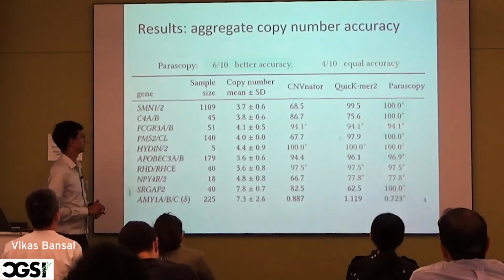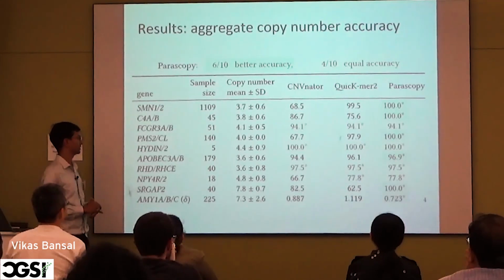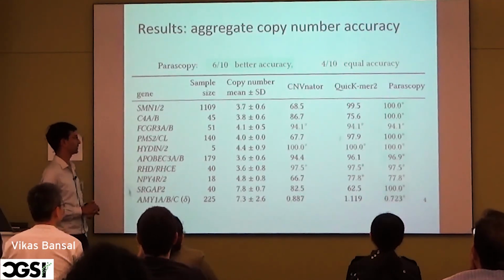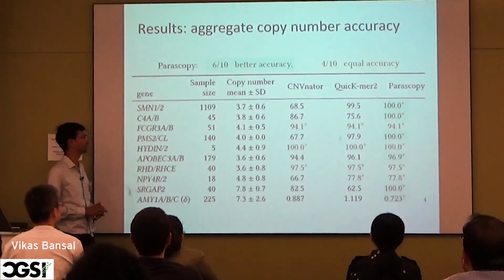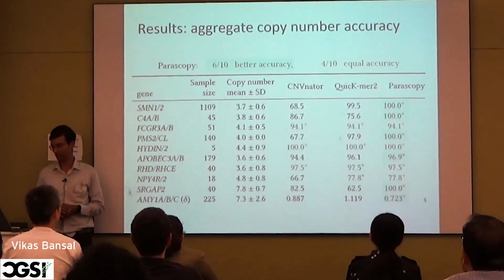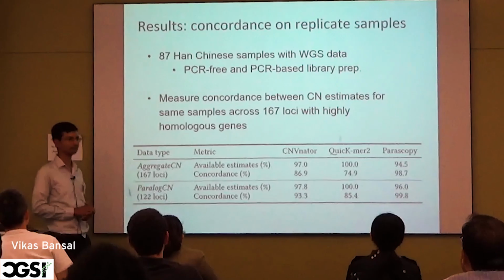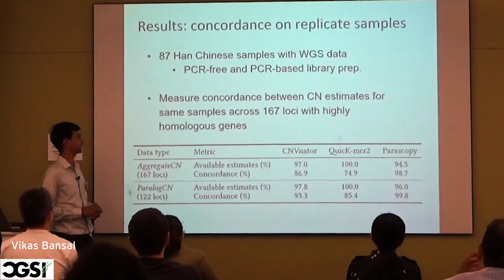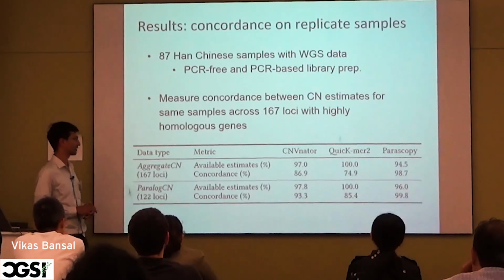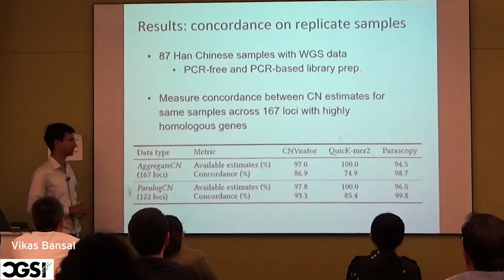These are some results on the accuracy of the method for estimating aggregate copy number. In the interest of time, I'll go over them quickly, but we were able to find 10 genes for which there was experimental data on the aggregate copy number, and we found that our method had either better accuracy or equally good accuracy compared to other methods. We also used concordance analysis for samples with 2 different whole genome sequencing data sets. Again, we found that for both aggregate copy number and paralog-specific copy number, our method Parascopy had very high accuracy.